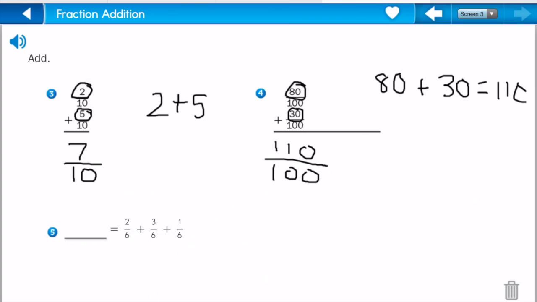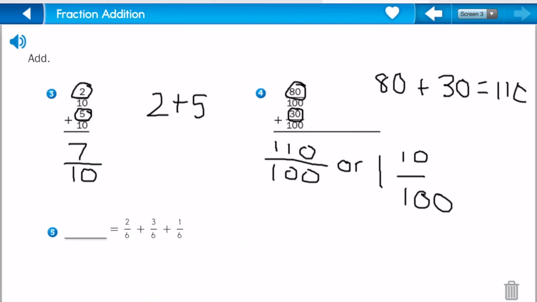Or there's a better way. I know that 100 out of 100 would be 1 whole. So I could put 1. And then so if I have 100 and my numerator is 110, I have 10 left over because I'm taking away 100 for the whole for 1, and I will put 10 over 100. So this is one answer, but there also is a better answer.